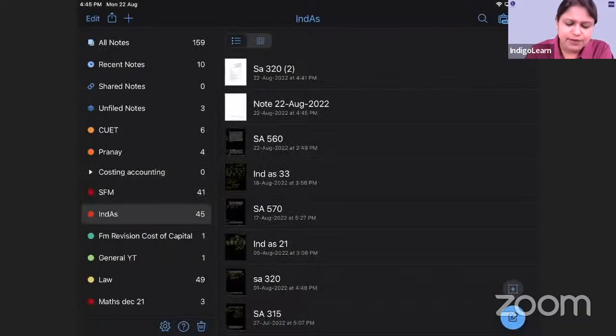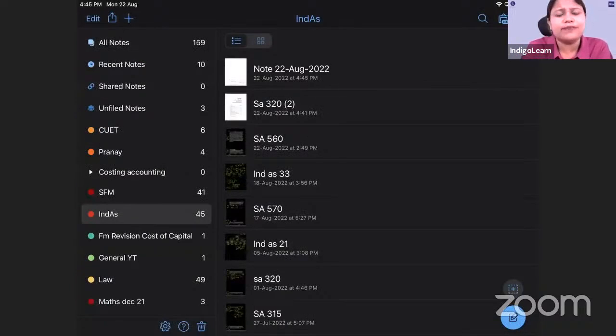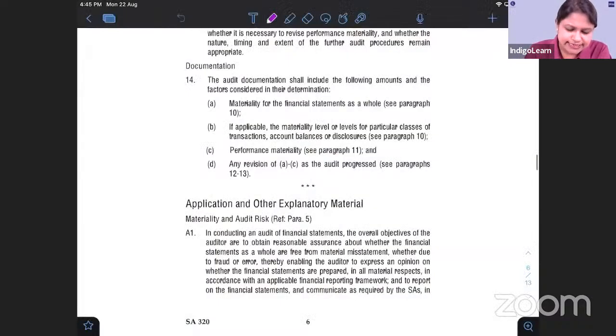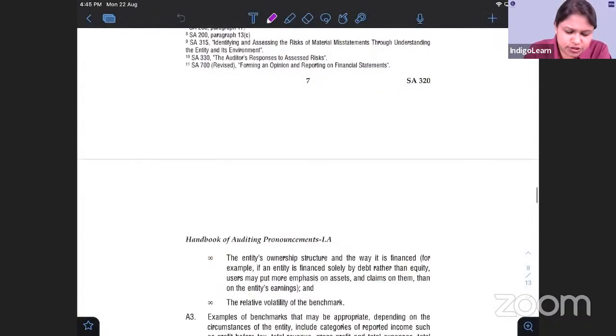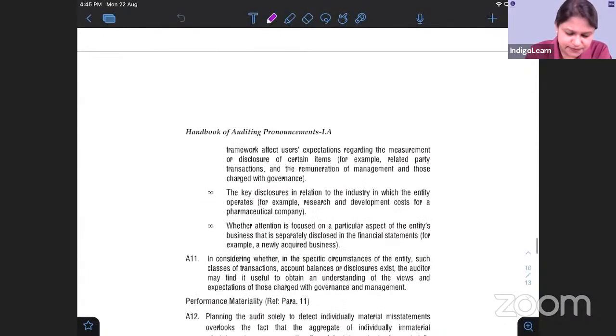So how did you pick up an asset to be your particular benchmark? Or how did you pick a sales figure to be your benchmark? How are you going to decide that? Okay, let us have a proper understanding of it. So there are certain factors that we are going to consider.